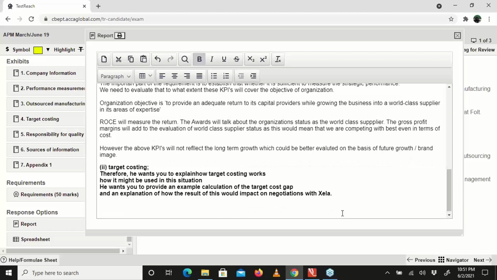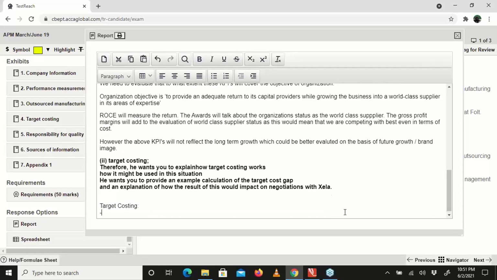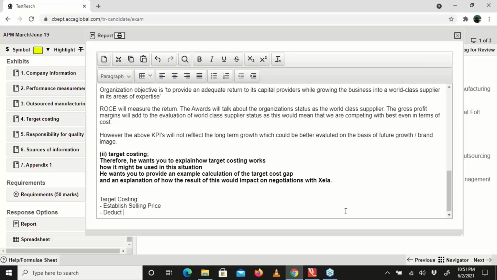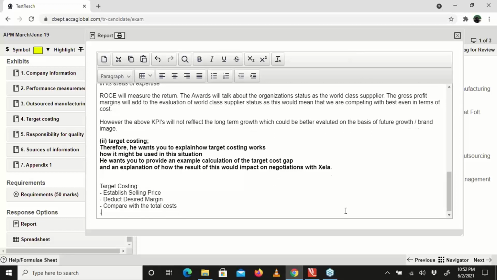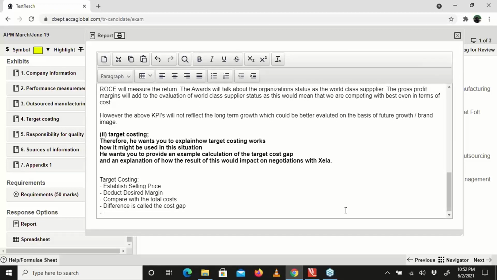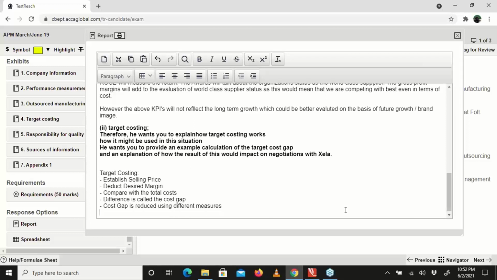Now see, so what you would do is that you would explain the target costing. You would explain that you establish the selling price, you deduct the desired margin, and you compare with the total cost. The difference is called the cost gap, and the cost gap is reduced using different measures, etc., etc.